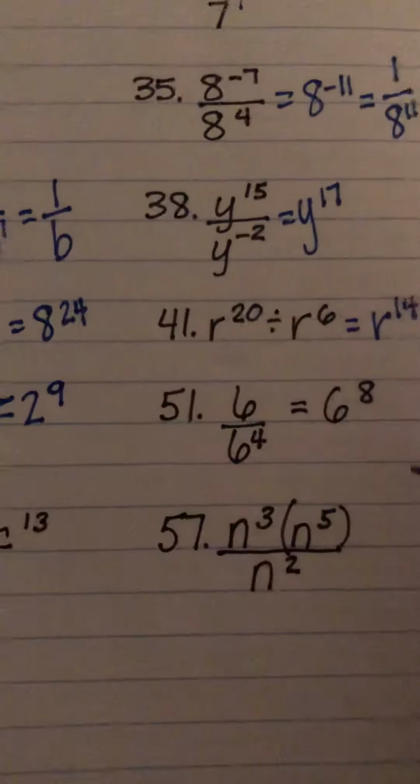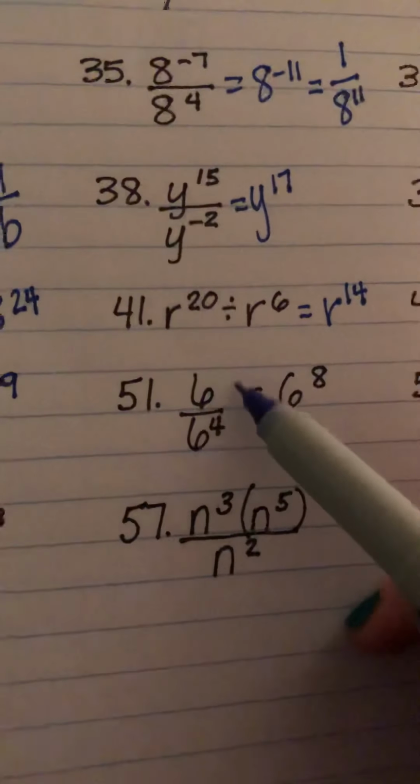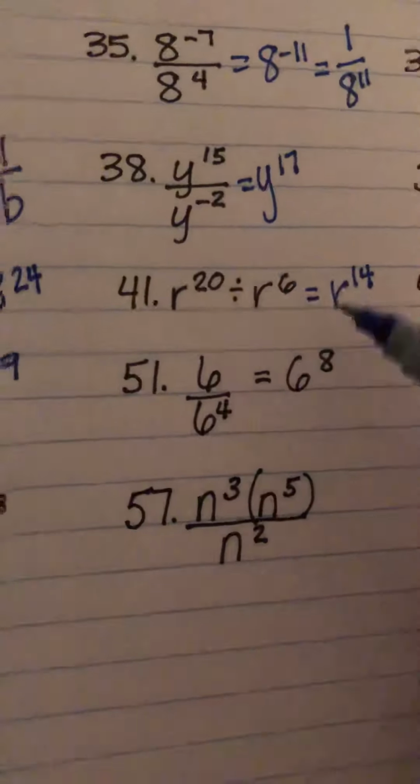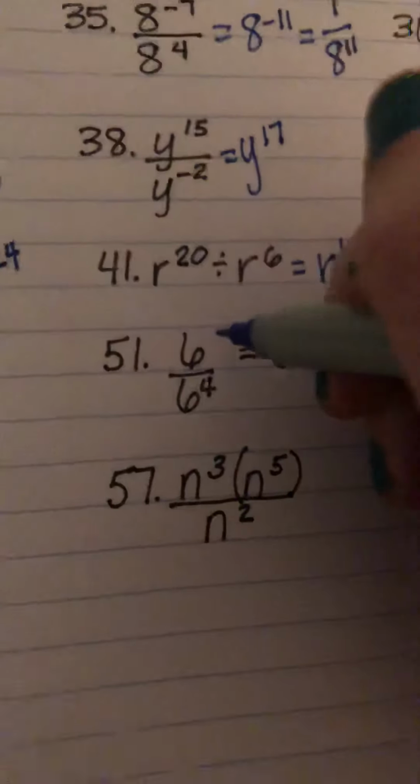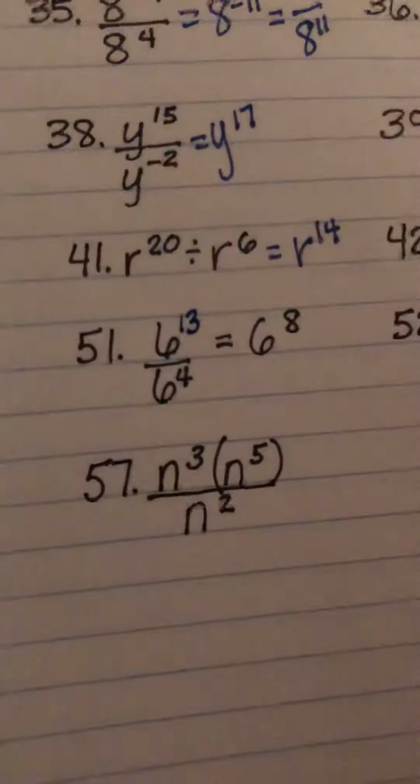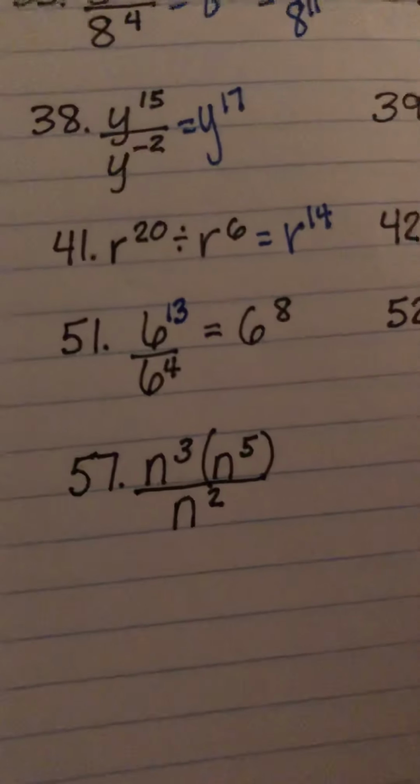Number 51. So here we are filling in the missing exponent. So it's what minus 4 equals 8. So that's 6 to the 13th, because 13 minus 4 equals 8.